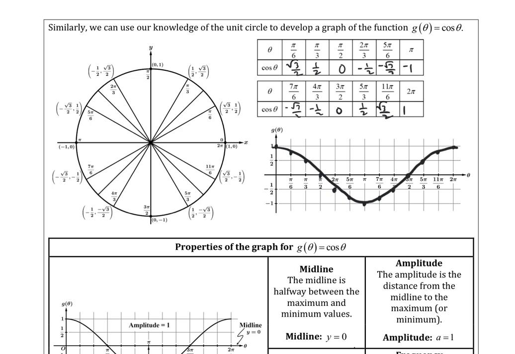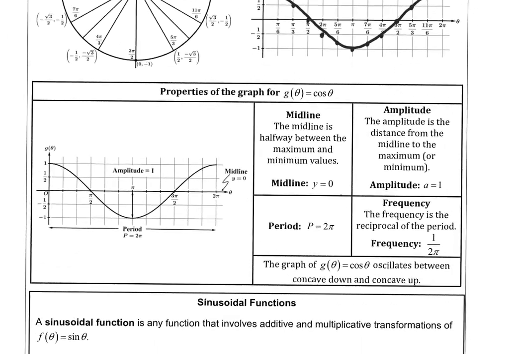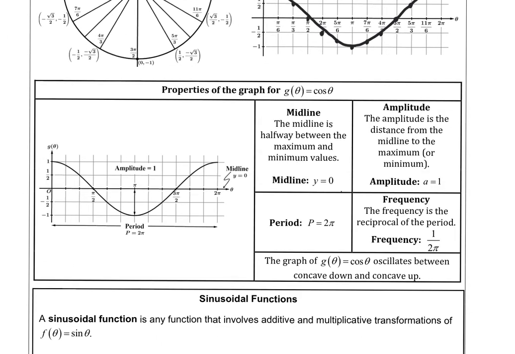You'll notice that it looks similar to the sine function, except we start up the amplitude, midline, down the amplitude, midline, up the amplitude. So where the sine graph starts at 0, cosine starts up the amplitude, but we'll talk about how they're related in a minute. All right, so all of the properties that we learned about the sine graph are still true for the cosine graph.